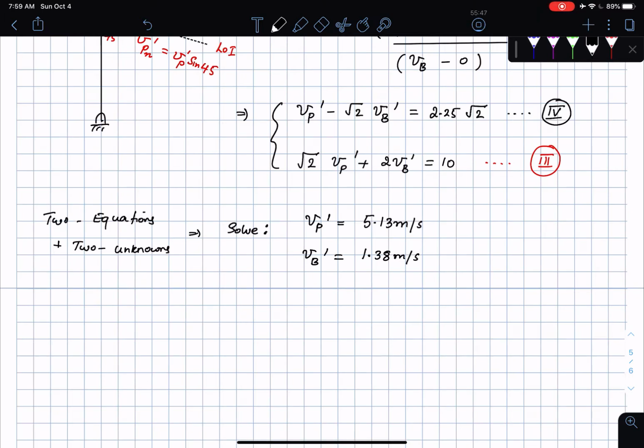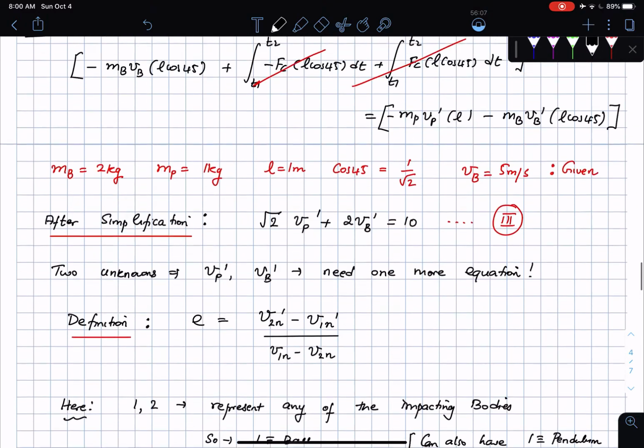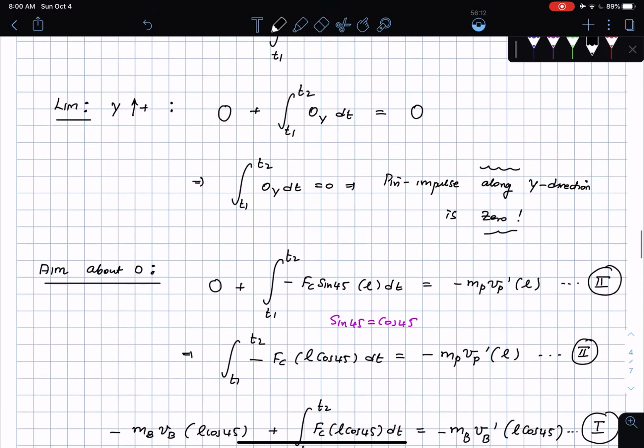Okay, and then very lastly, I need to find the impulse due to the contact force. It's very easy to do so because I already have my equations set up. So I'm just going to go back a little bit. If I go back, I can choose any equation that I want here.